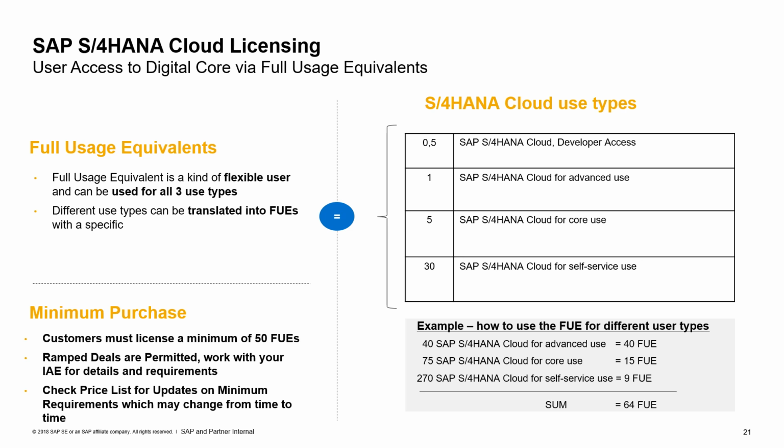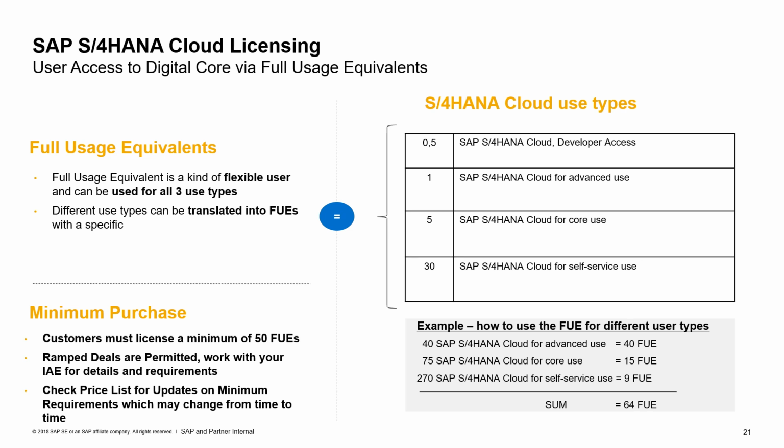So we take a look at the cloud use types. For every developer access, it counts as 0.5 FUEs. For an advanced user, it counts as 1. For a core use user, it's 5 to 1. And for cloud self-service users, it's 30 to 1.